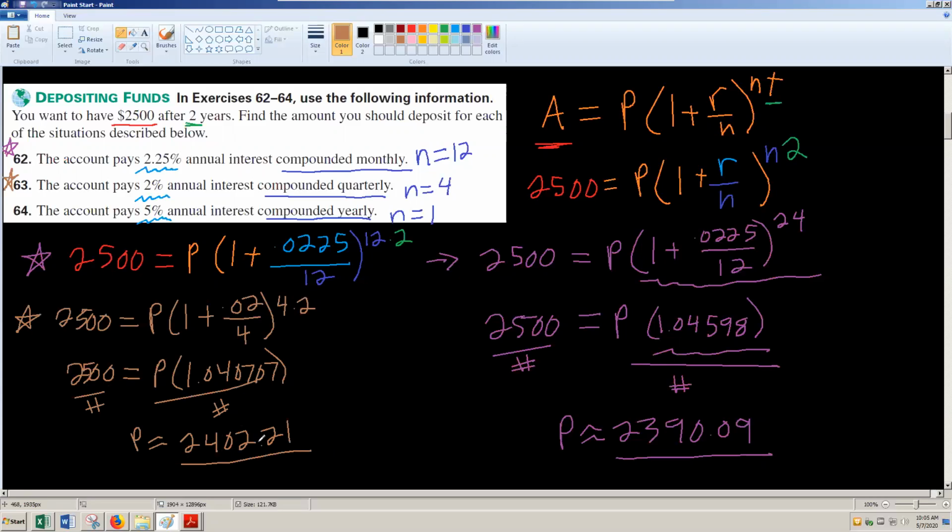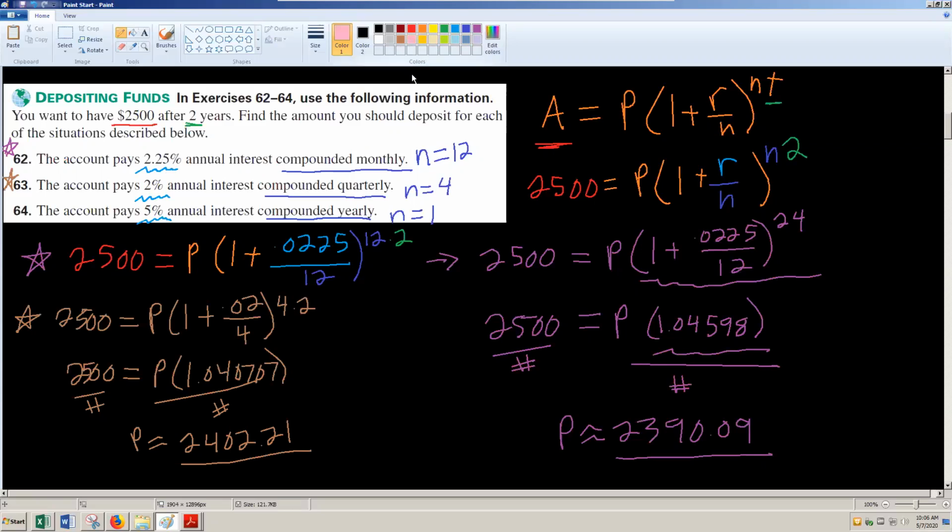So now let's pause for a second and compare these two numbers. I need to invest more with this second one than I did for the first one. And the reason is the first one pays a higher interest rate and it compounds more frequently. So let's say these two were actually both 2%. Even if these were both 2%, the first one would still accumulate faster because it's compounding monthly. And so I would have to put less in to have that 2,500 in 2 years.